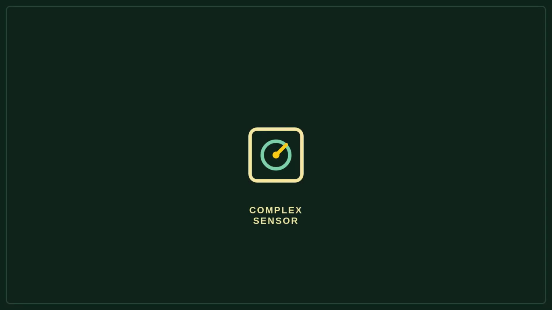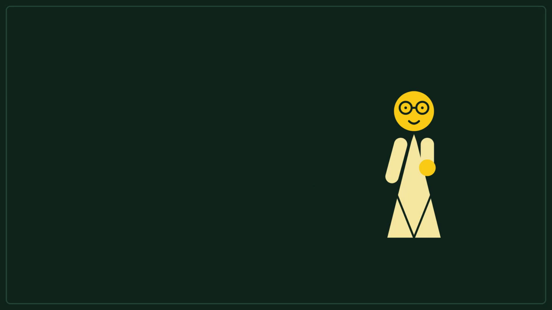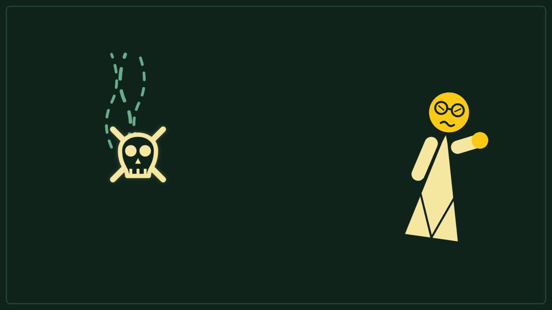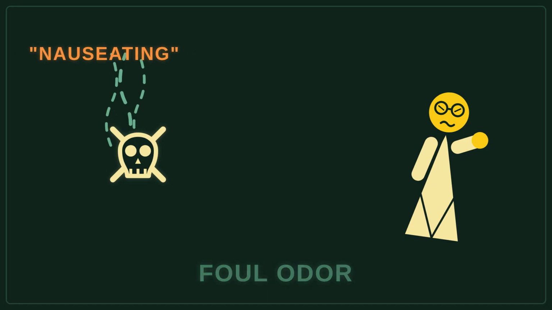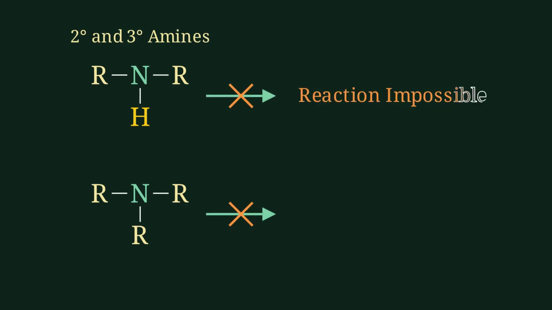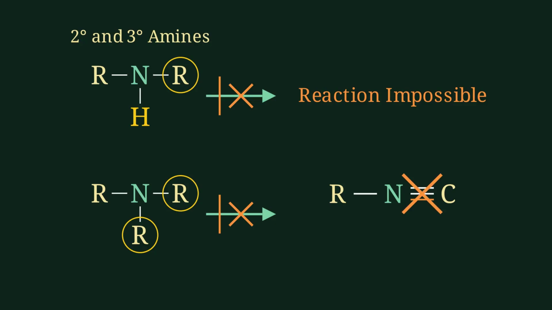You don't need a complex sensor to detect this. You will know it has happened because isocyanides have a smell that is legendary in the world of chemistry for being absolutely foul. It is often described as nauseating or unbearably pungent. Secondary and tertiary amines simply cannot undergo this reaction because they lack the two necessary hydrogens on the nitrogen to complete the elimination steps required to form the triple bond of the isocyanide.